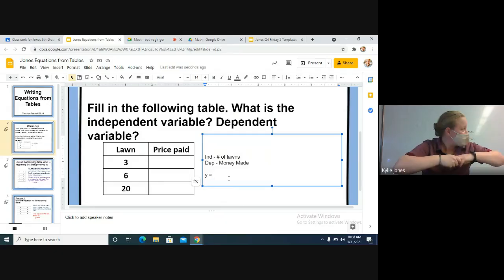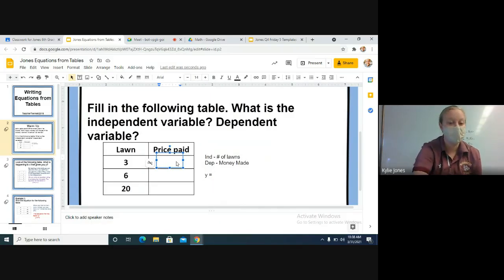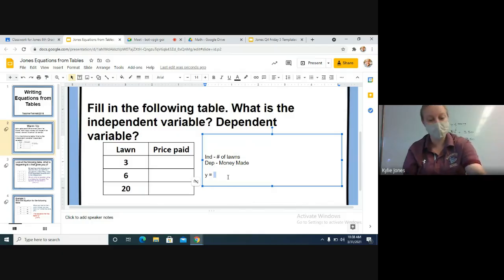So for this one, we know that we are taking $15 and multiplying it by the number of lawns. So what am I doing? How do I find the price paid here? 15 times 3. What about for 6? 15 times 6. What about 20? 15 times 20. What number stays the same in all of those? 15. So when you write your equation, the 15 will always be there. 15 is being multiplied by whatever x value we want to put in. So that would be 15 times x, which is your equation, 15x. 15 multiplied times x.